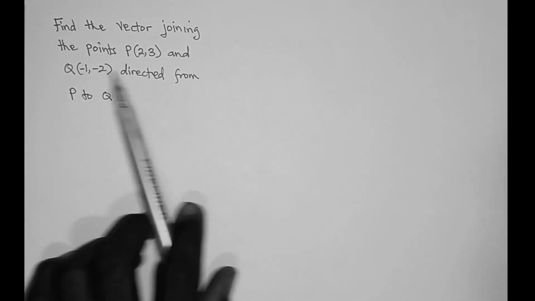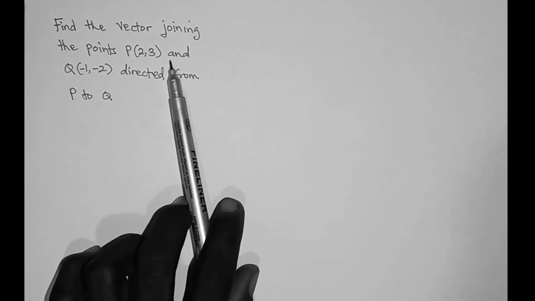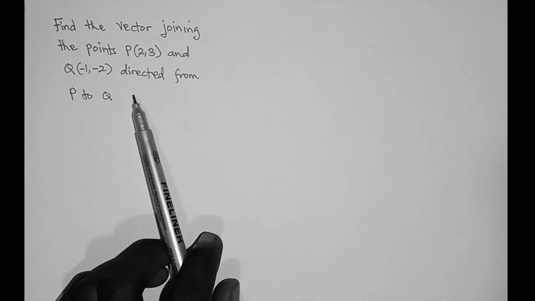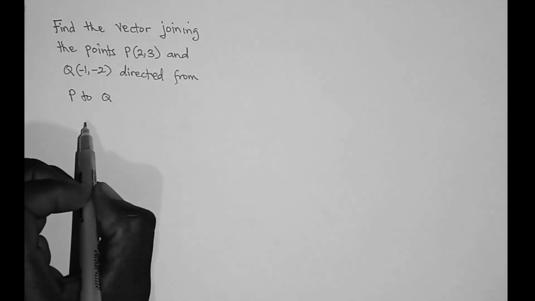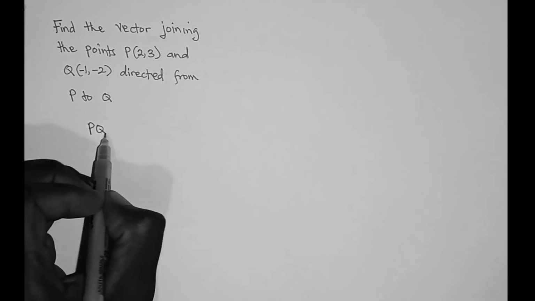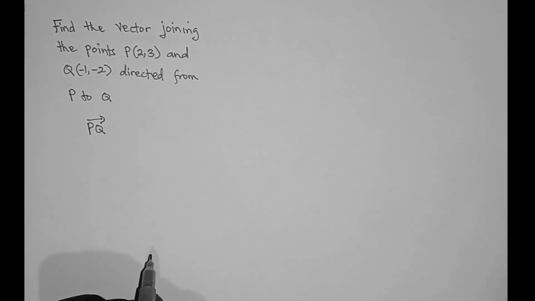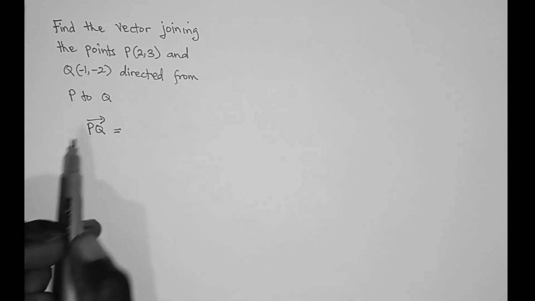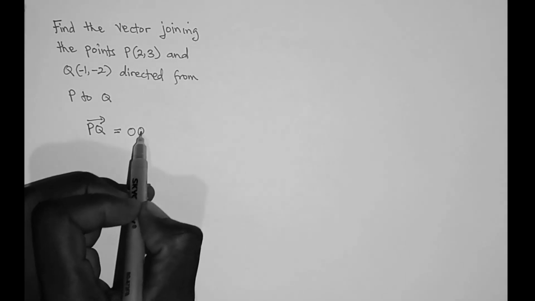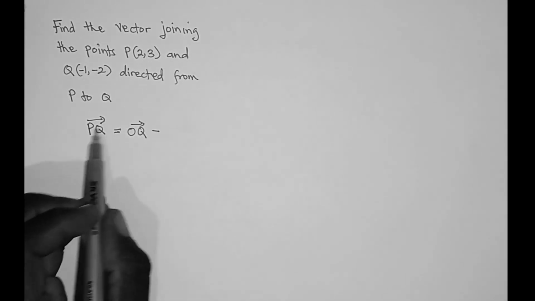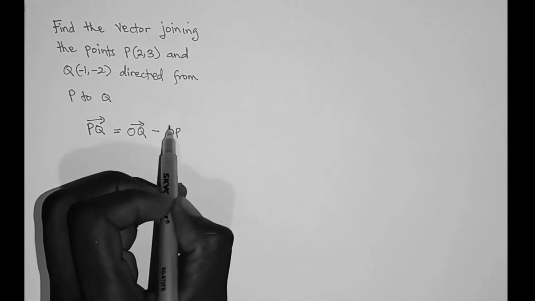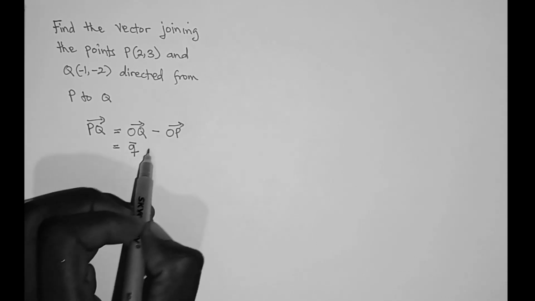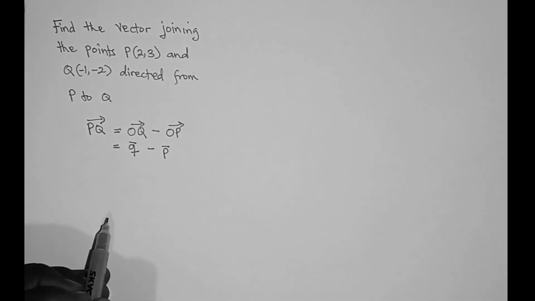Find the vector joining the points P(2, 3) and Q(-1, -2), directed from P to Q. So the vector is from P to Q. So it's the vector PQ. I will know that PQ can be written as the second position vector, which is OQ, minus the first position vector, which is OP. And this could be written as vector Q minus vector P.